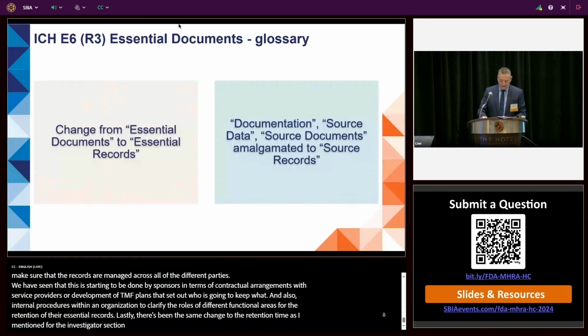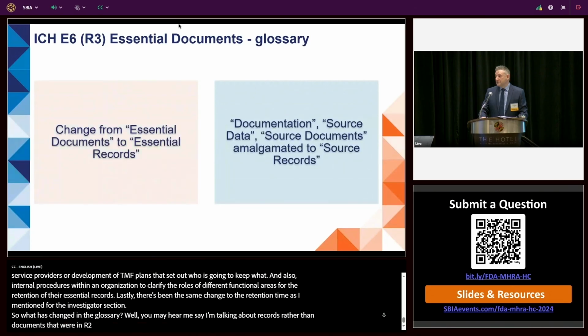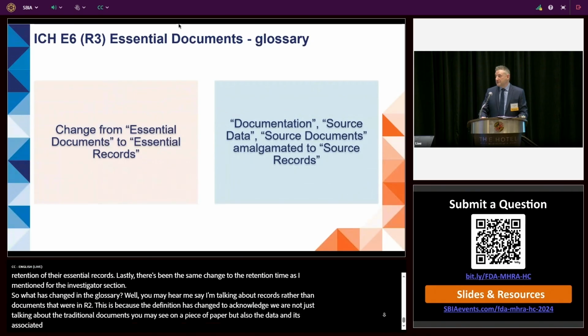So what's changed in the glossary? Well, you may notice I'm talking about records rather than documents, which was in R2. And this is because the definition has changed to acknowledge that we're not just talking about traditional documents that you might see on a piece of paper, but there's also the data and its associated metadata that are also essential records and need to be retained.